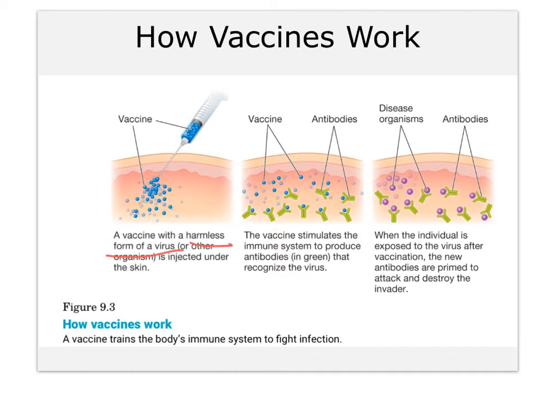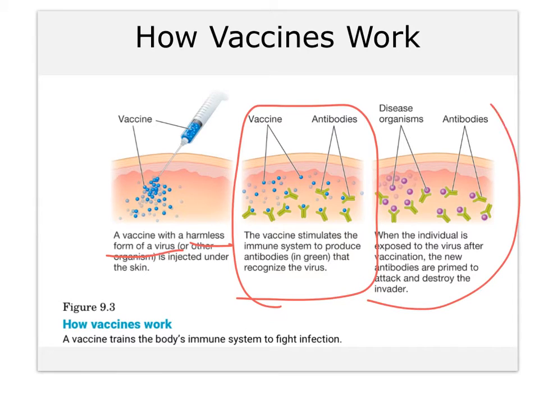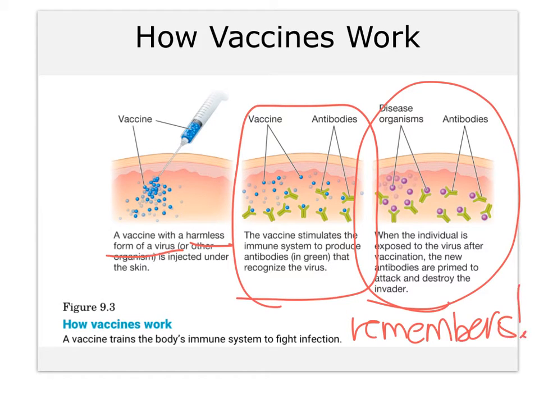So here we go. Harmless form of the virus, either dead or a part of it. It can't replicate itself. It can't make more. It can't do damage. It can't hurt you, or just part of the protein. Our immune system launches this attack, right? Thinks it's real, takes care of it, and then remembers. That's the most important part. It remembers that exact virus or that exact bacteria. Doesn't remember any others. You need a vaccine for each disease or each virus separately.